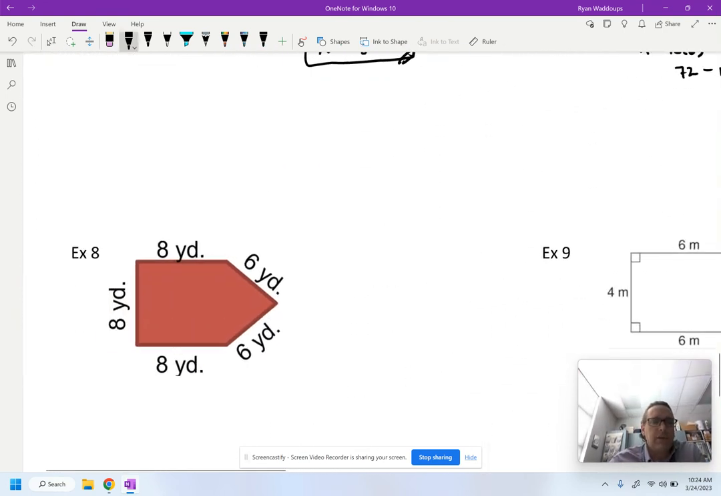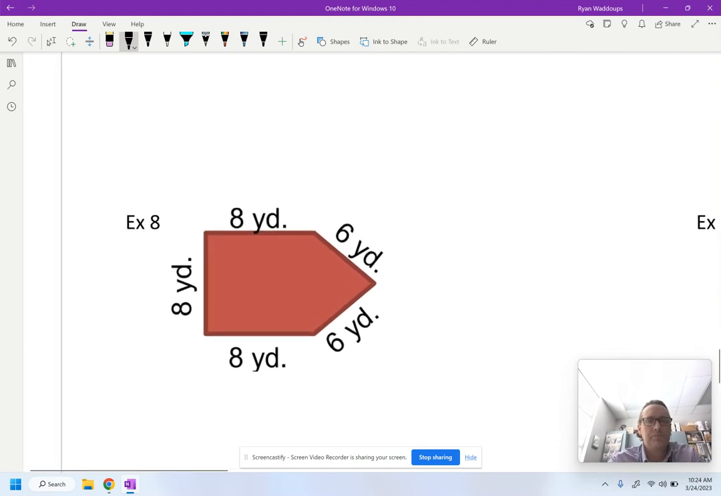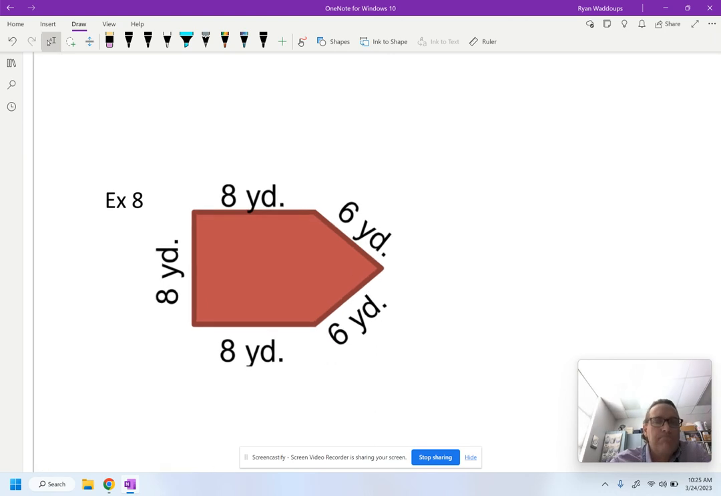All right, let's look at example 8. I'm going to chop this in like this so that it's a square, 8 yards, 8 yards, 8 yards, and this would then also be 8 yards. And so this would just be 8 squared, or 64 square yards.